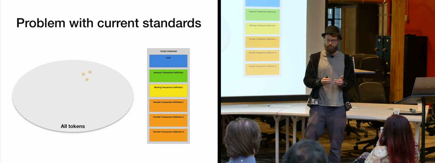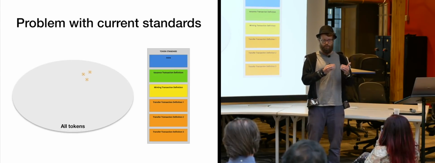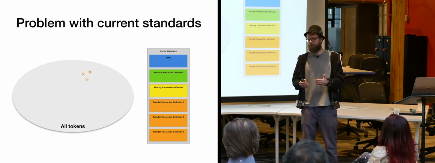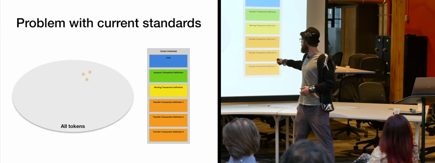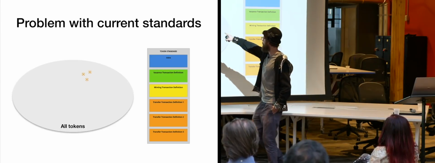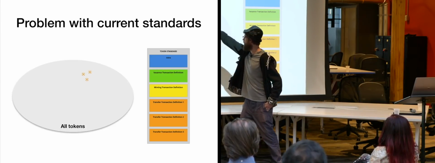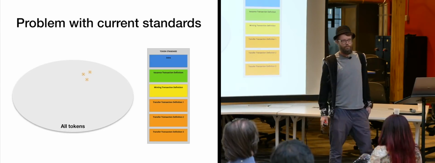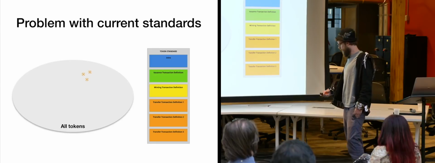Okay, you have one transfer definition for a fungible token. That's like the ERC20 token contract in Ethereum. You have one for non-fungible tokens. So each of these little transfer definitions really corresponds to one token, one dot on my infinite pane of all tokens. Okay, so now everybody sets out to build a better token contract.